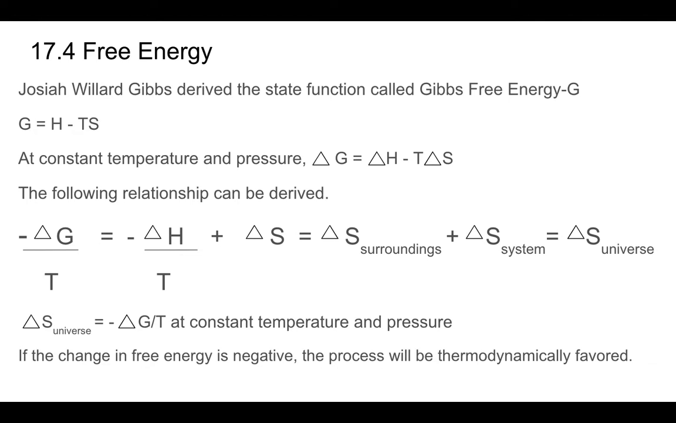So the Gibbs free energy function, capital G, is equal to the enthalpy minus the absolute temperature times the entropy. So for any particular system, the Gibbs free energy is its enthalpy minus its temperature times its entropy. Now, this may seem a bit random, but it was all very purposeful.